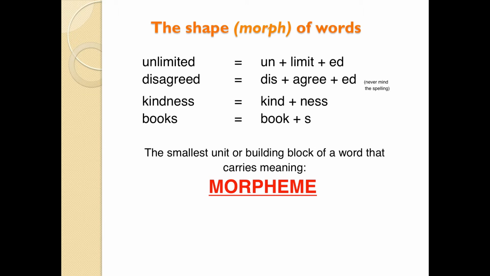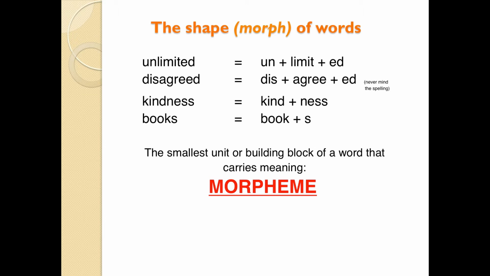So the smallest unit or building block of a word that still carries some meaning and still has an individual constituent of its own is called a morpheme. So everything that you see here, the un, the limit, the ed, the dis, the ed, the ness, the book, the s, all of these are morphemes. Please note that we're not counting syllables. We're counting the building blocks that made up longer, bigger words.